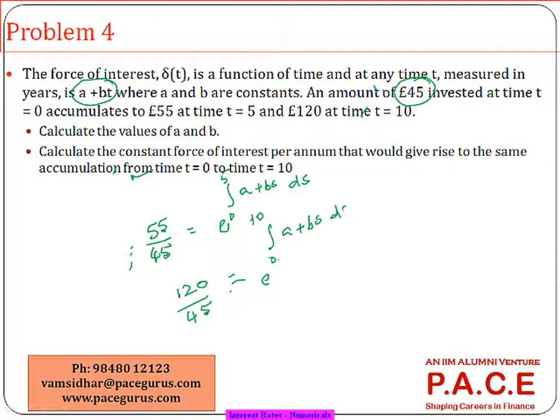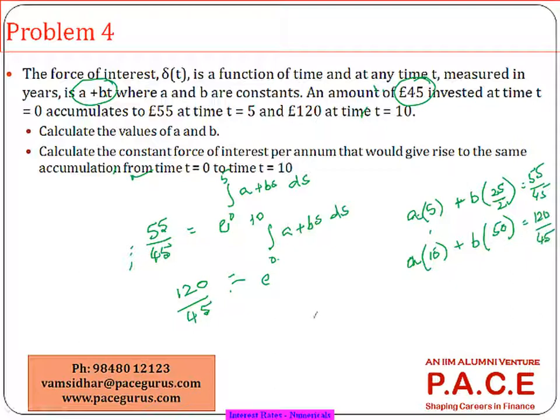Now if I simplify these two, you will get two different equations. The first integration comes out to a into 5 plus b into s squared by 2, 25 by 2. So b into 25 by 2 works out to 55 by 45. Similarly, the second expression comes out to 10a plus b into 10 squared by 2, which is 100 by 2, 50. I'm assuming that you are comfortable with the integration at this level. So this is coming out to 50b, equal to 120 by 45. These are the two simultaneous equations in a and b, which I have to solve.